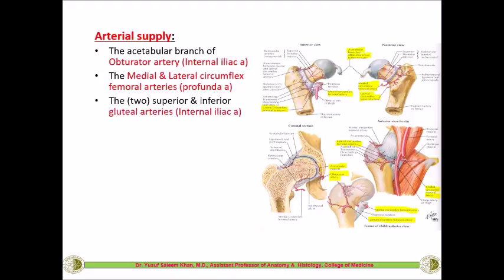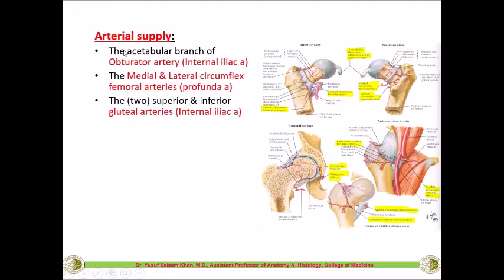Along with this, the superior as well as inferior gluteal arteries also supply the hip joint. So in the bracket, I have mentioned these are the main arteries which give these smaller branches. The obturator artery is a branch of the internal iliac, and the gluteal arteries are also branches of the internal iliac artery. And as I said, the medial and lateral circumflex arteries are branches of the profunda femoris artery, which is in turn a branch of the femoral artery.